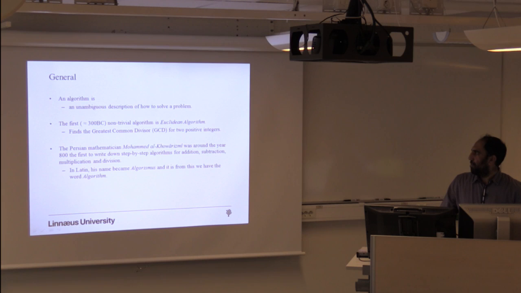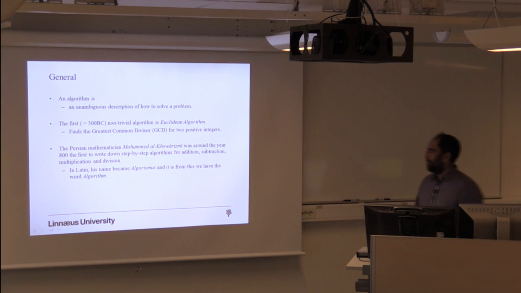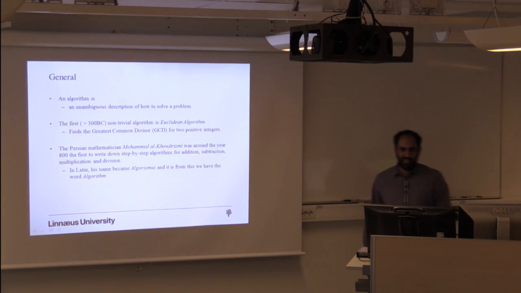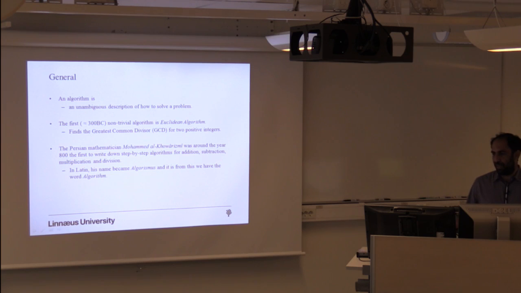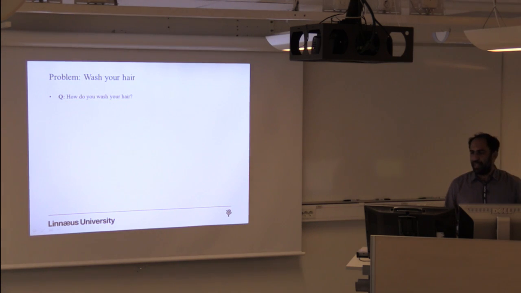Another person who is quite well known in the history of algorithms is the Persian mathematician Al-Khwarizmi. He was the first man who wrote down step-by-step algorithms, because before that people had their algorithms, but they were not used to writing down and documenting them. Based on his name, when it came to Latin, it was transformed from algorithms to become the word algorithm. So these are just some basic facts.